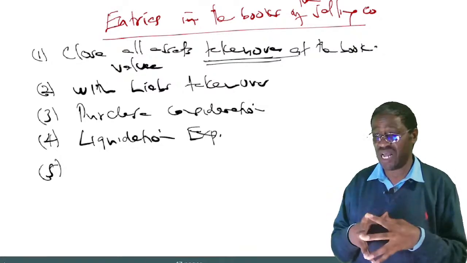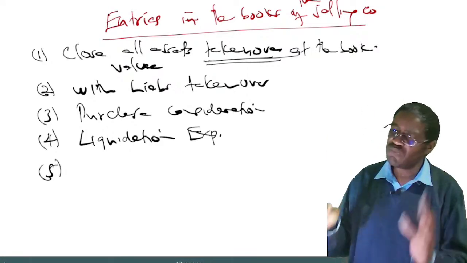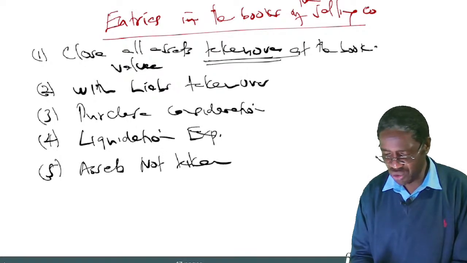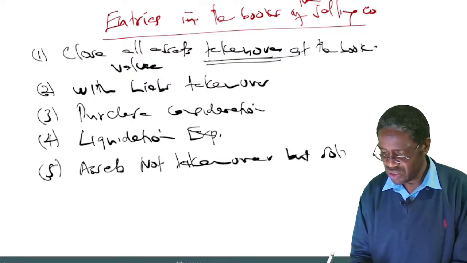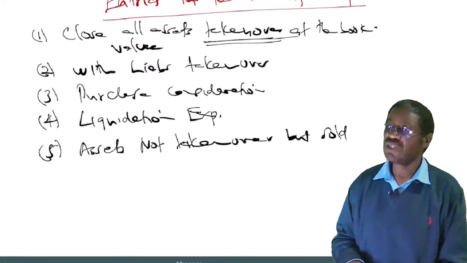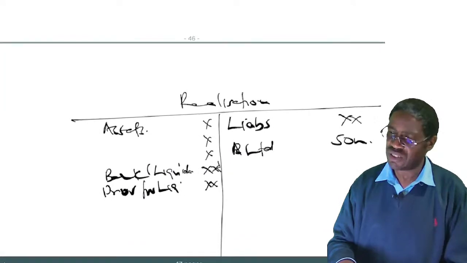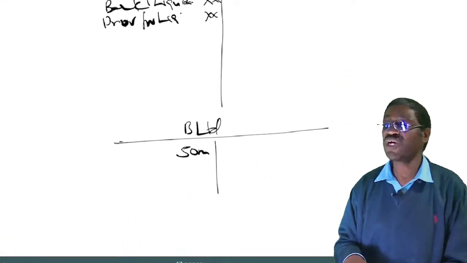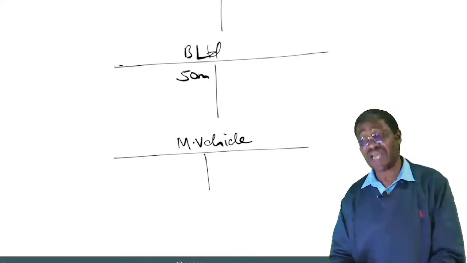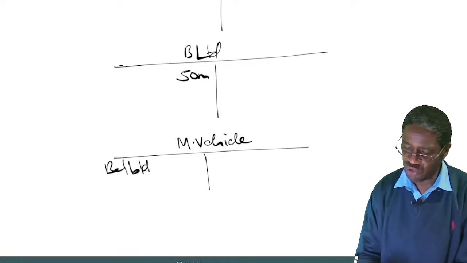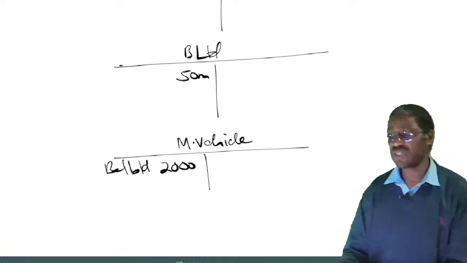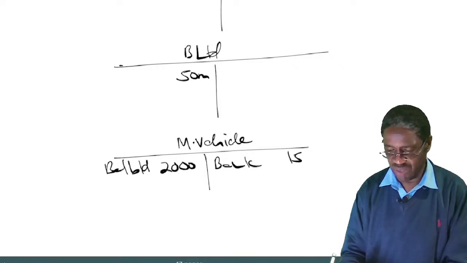You, company A, may decide you will sell it on your own, get your own buyer to buy it. So number 5, we are saying, with assets not taken over by the purchasing company, but sold by the selling company, you as A Limited are the one selling. So in that case, you are the one receiving the money. You will debit bank and you will credit the asset. Let us assume that the asset is a motor vehicle with a book value of 2 million. You sold it for 1.5 million. So you will debit bank, and obviously you credit motor vehicle by 1.5.